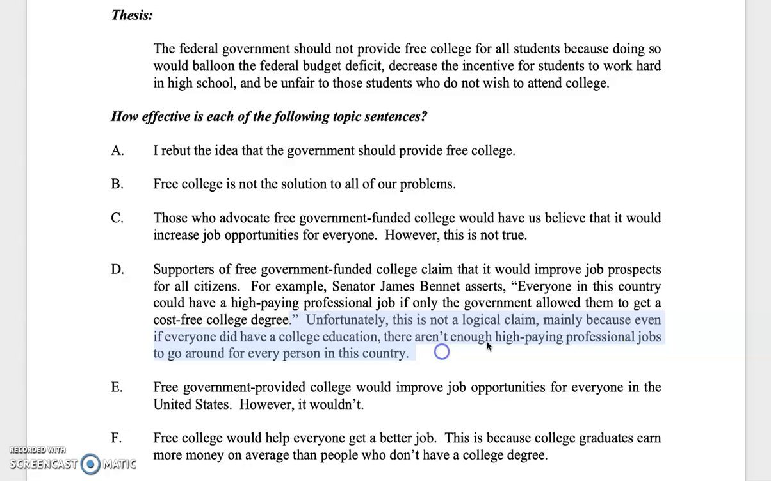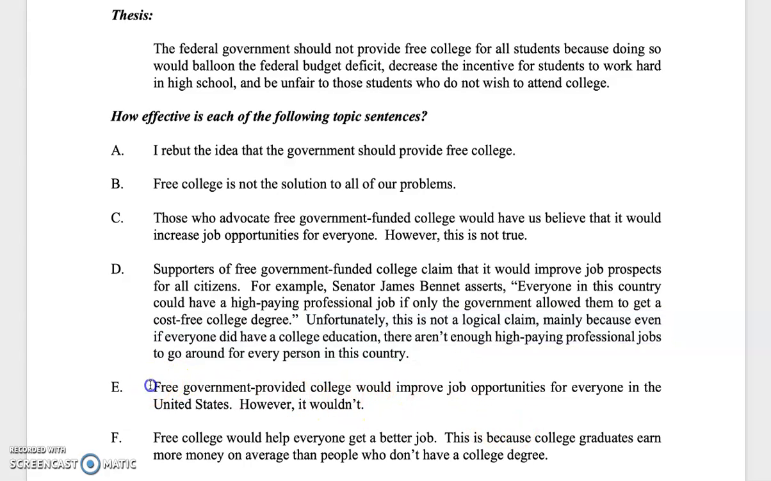And then we get the topic sentence, which is here, and it's a nice specific topic sentence. Because rather than just saying this is not true, it actually gives the reason why it's not true. This is not a logical claim, mainly because even if everyone did have a college education, there aren't enough high-paying professional jobs to go around for every person in the country, right? So it's identifying a logical flaw with the argument there. So to me, that's a much more impressive topic sentence than just saying, well, this is wrong or not true, right? I mean, that's certainly better than nothing, but this is a really good example of that.